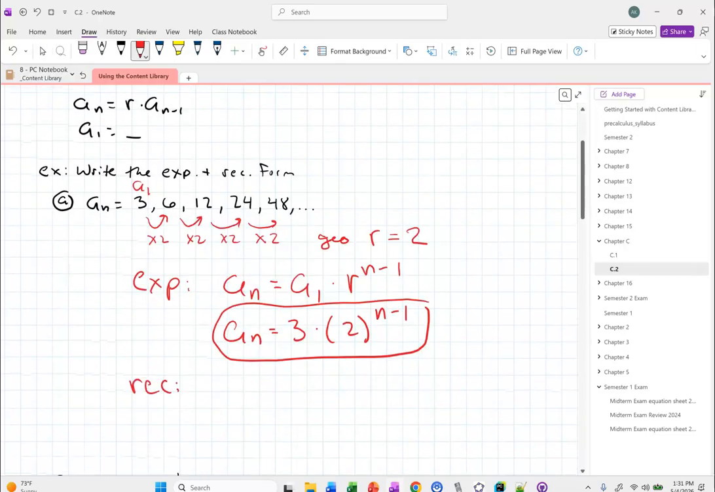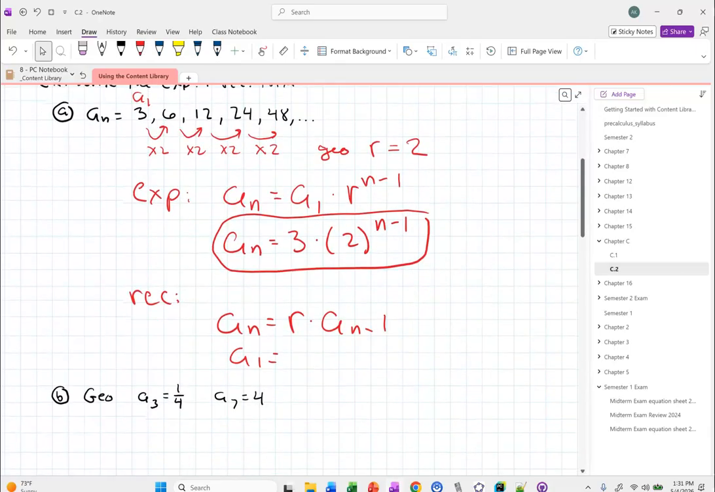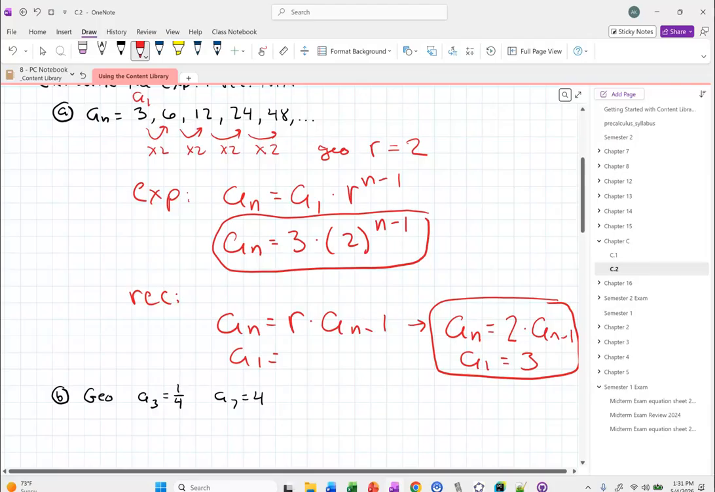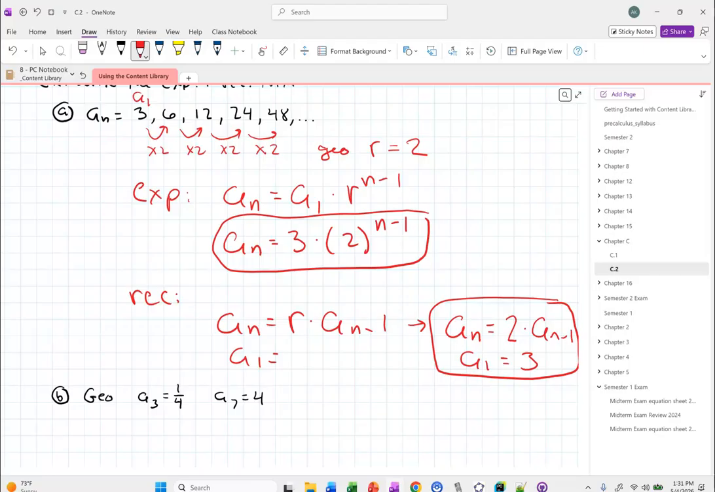Our recursive formula: a sub n equals r times the previous term, and then we have to give a sub 1. So what is the r value here? Well, that was 2 times the previous term, and the first term here was 3. So there is my recursive sequence. Very easy to write these from a list of terms, right? Does everybody feel all right? Okay.